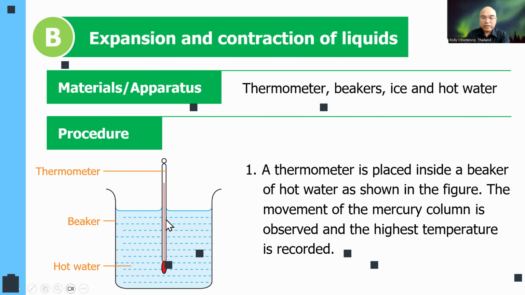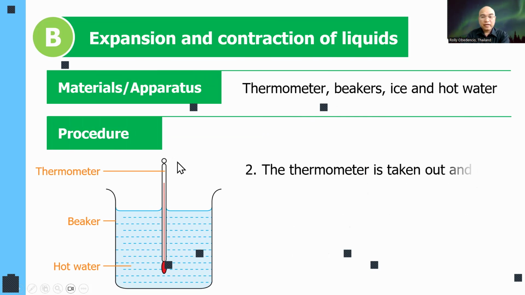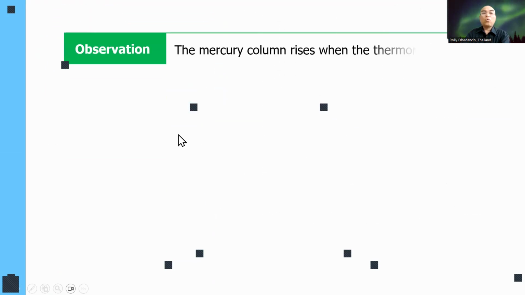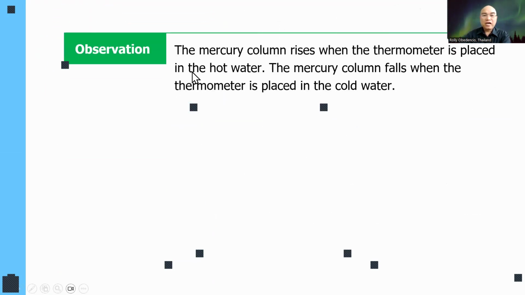The movement of the mercury column is observed and the highest temperature is recorded. And then the thermometer is taken out and placed in a beaker of cold water. The movement of the mercury column is observed again and the lowest temperature is recorded. And so what can you observe? Here's the observation. The mercury column rises when the thermometer is placed in the hot water. The mercury column falls when the thermometer is placed in the cold water.